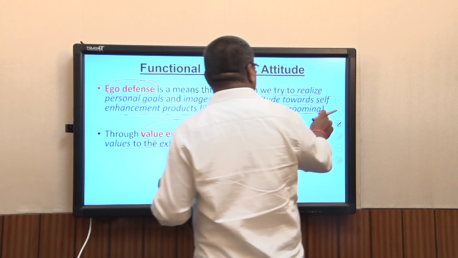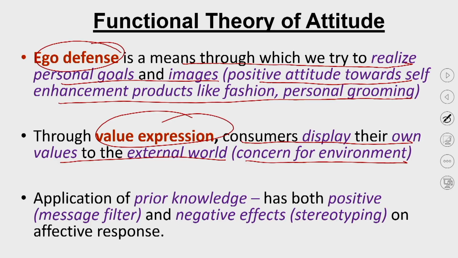And the fourth response that consumers have, which manufacturers can study to change people's attitude, is application of prior knowledge. Now this has both positive and negative effects. The positive part is message filtering, and the negative part is stereotyping on effective responses. When a person uses prior knowledge, one of the ways it can help is by filtering. Using prior knowledge, a consumer can filter what information to take in and what attitude to form about a particular product. So that way it is helpful.